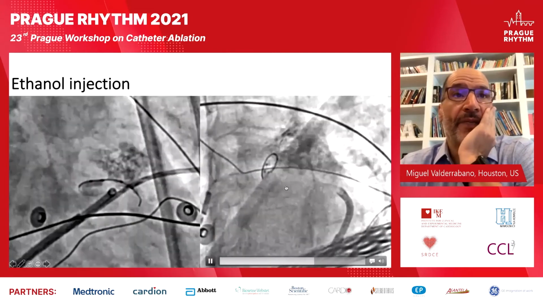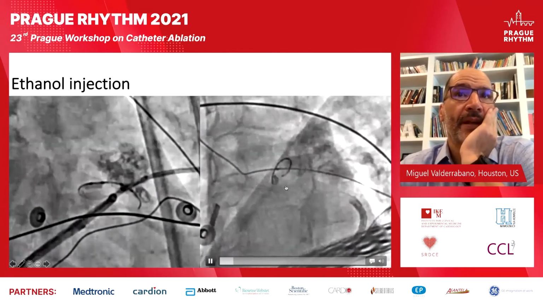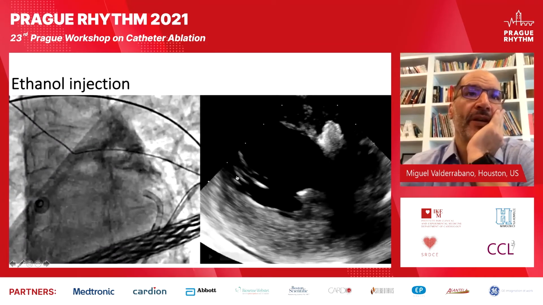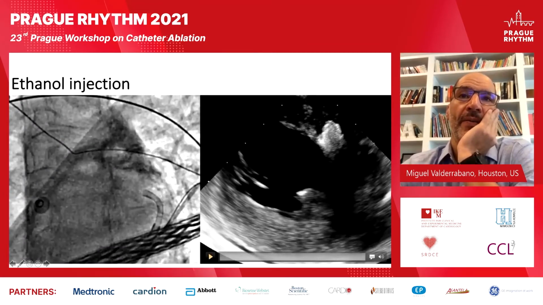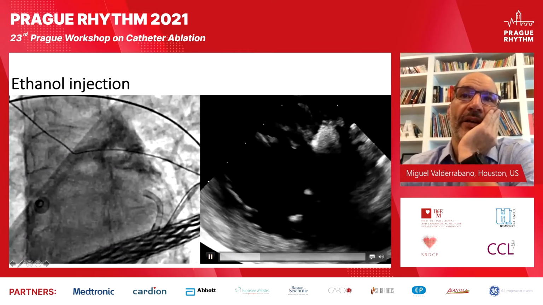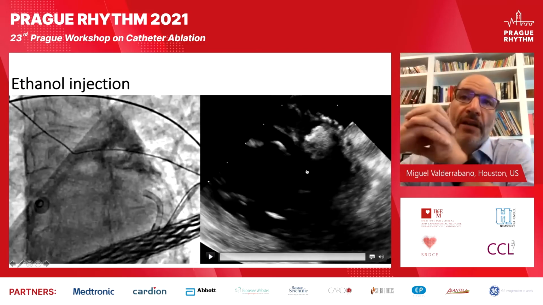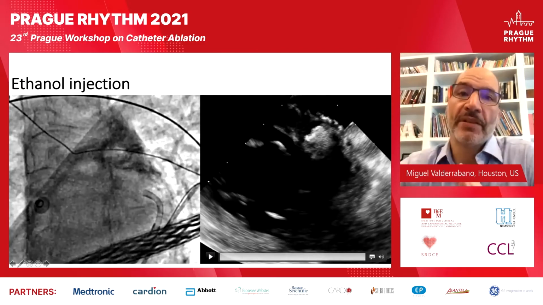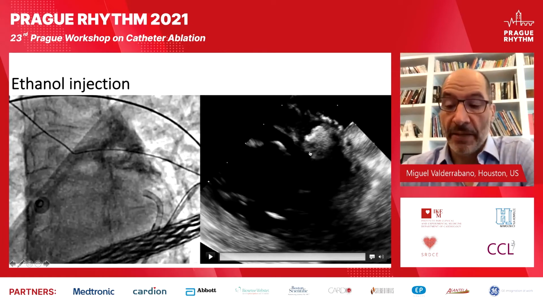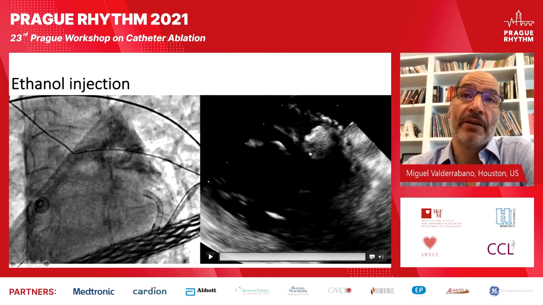And this is the way it finally looked after giving 4 injections. On ICE, you can see a very distinct echogenic area where alcohol has reached the tissues. Now, this appears a bit scary, but the actual myocardial reach is totally acceptable.